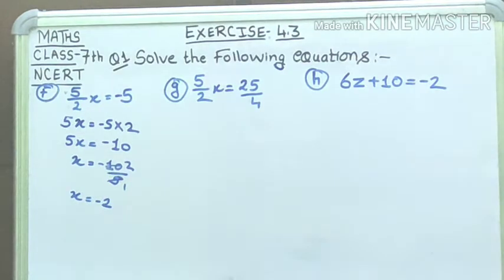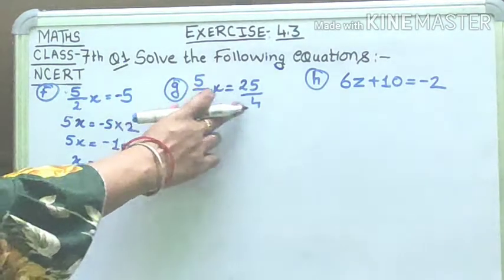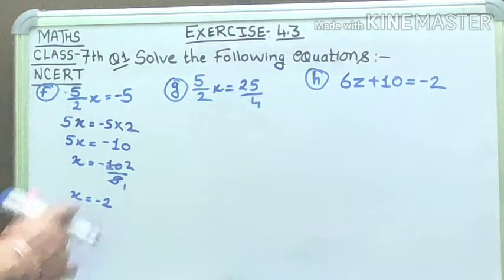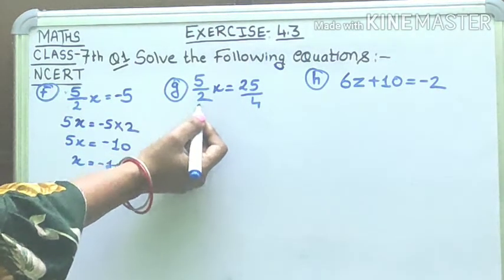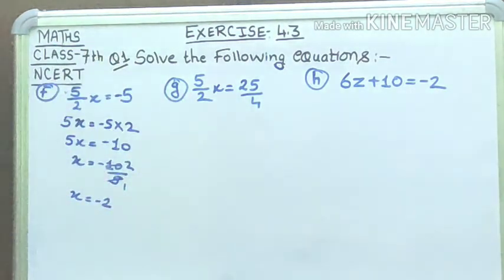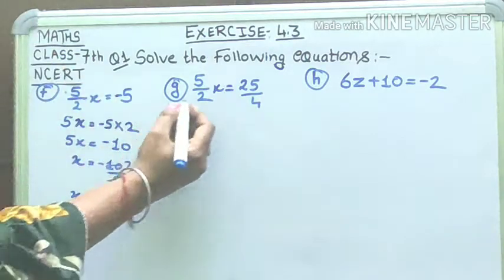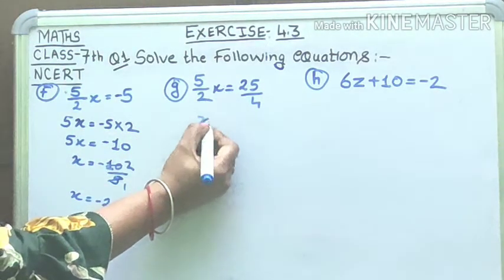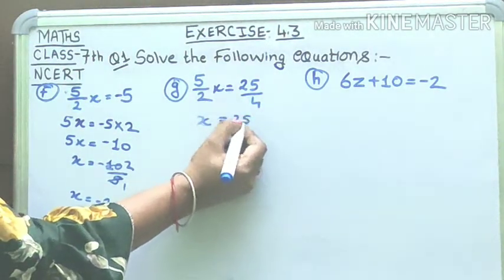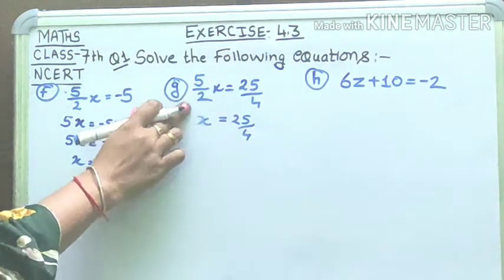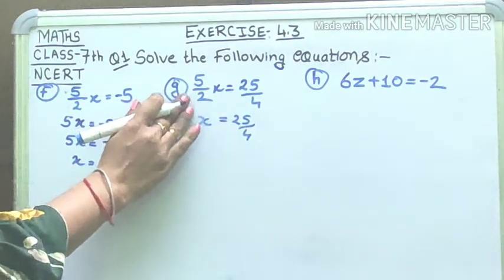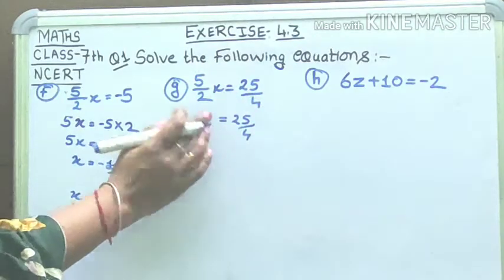Now come to G1. Next one, 5 upon 2 x equal to 25 upon 4 is given. Here the variable is x and we have to remove this 5 upon 2. To remove the 5 upon 2, we will write x equal to 25 upon 4, which is already given, and we have to remove this 5 upon 2. So to remove this, we will transfer this term to the RHS side.